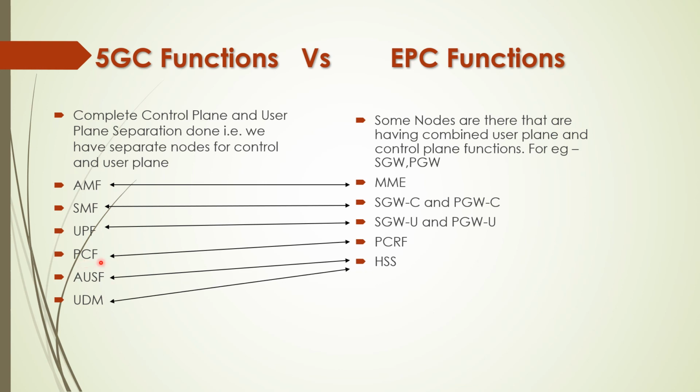Then we have the PCF. PCF can be compared to PCRF. So it is quite a simple comparison. Then we have the HSS. HSS has quite a huge functionality. So here we have defined a few network functions that are doing the HSS functions. AUSF is one of them, which is doing some functions of the HSS. Then UDM is another one which is doing some functions of the HSS. So this is just the comparison between the 5G core functions and the EPC functions. I think this is it for this session.